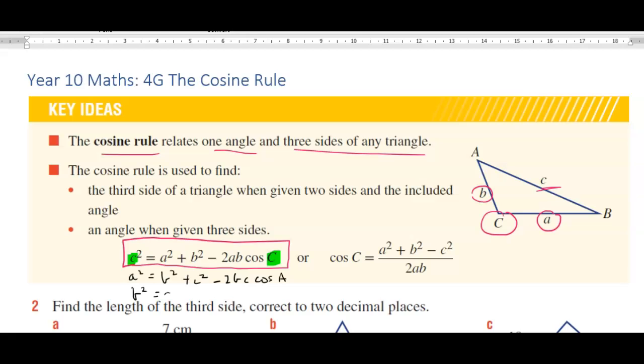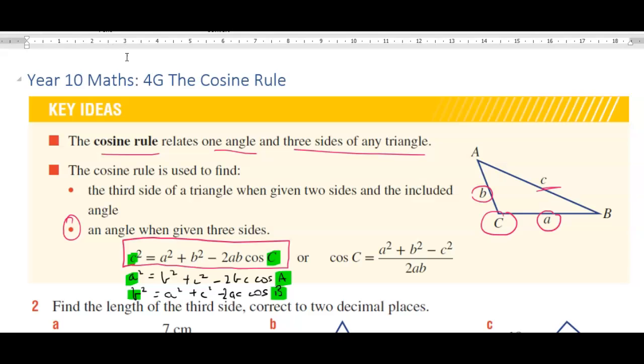So I'm writing very small so I can fit it in here. Whoops, don't forget the 2, ac cos B. So you can see if we're looking for length a, we use angle A. If we're looking for length b, we use angle B. Now you can also use the cosine rule, just rearranged, or transposed, to find the angle. So this second dot point here, we can use the cosine rule to find an angle when given three sides.